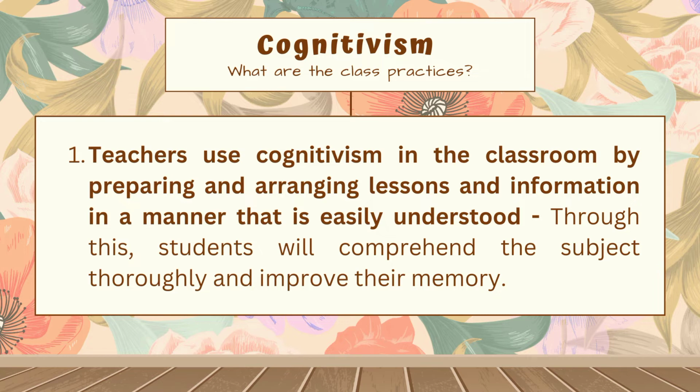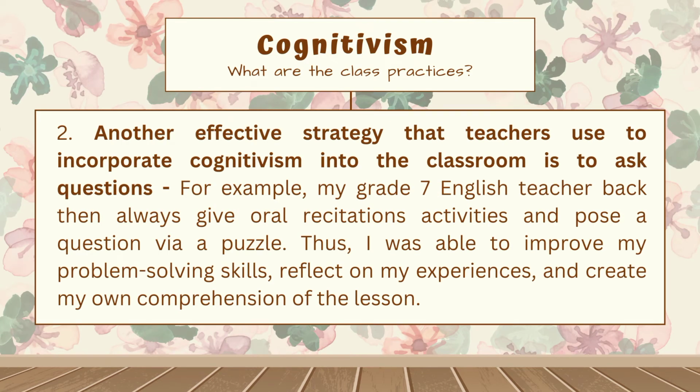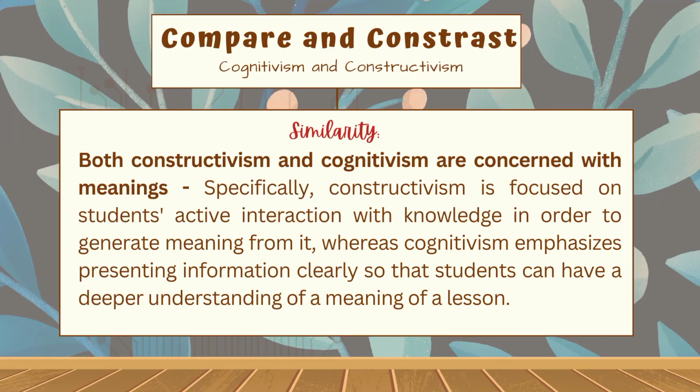What are the class practices of cognitivism? First, teachers use cognitivism in the classroom by preparing and arranging lessons and information in a manner that is easily understood. Through this method, students will be able to comprehend the subject thoroughly and improve their memory. Second, another effective strategy that teachers use to incorporate cognitivism into the classroom is to ask questions. For example, my grade 7 English teacher back then always gave oral recitation activities and posed a question via a puzzle. Thus, I was able to improve my problem-solving skills, reflect on my experiences, and create my own comprehension of the lesson.